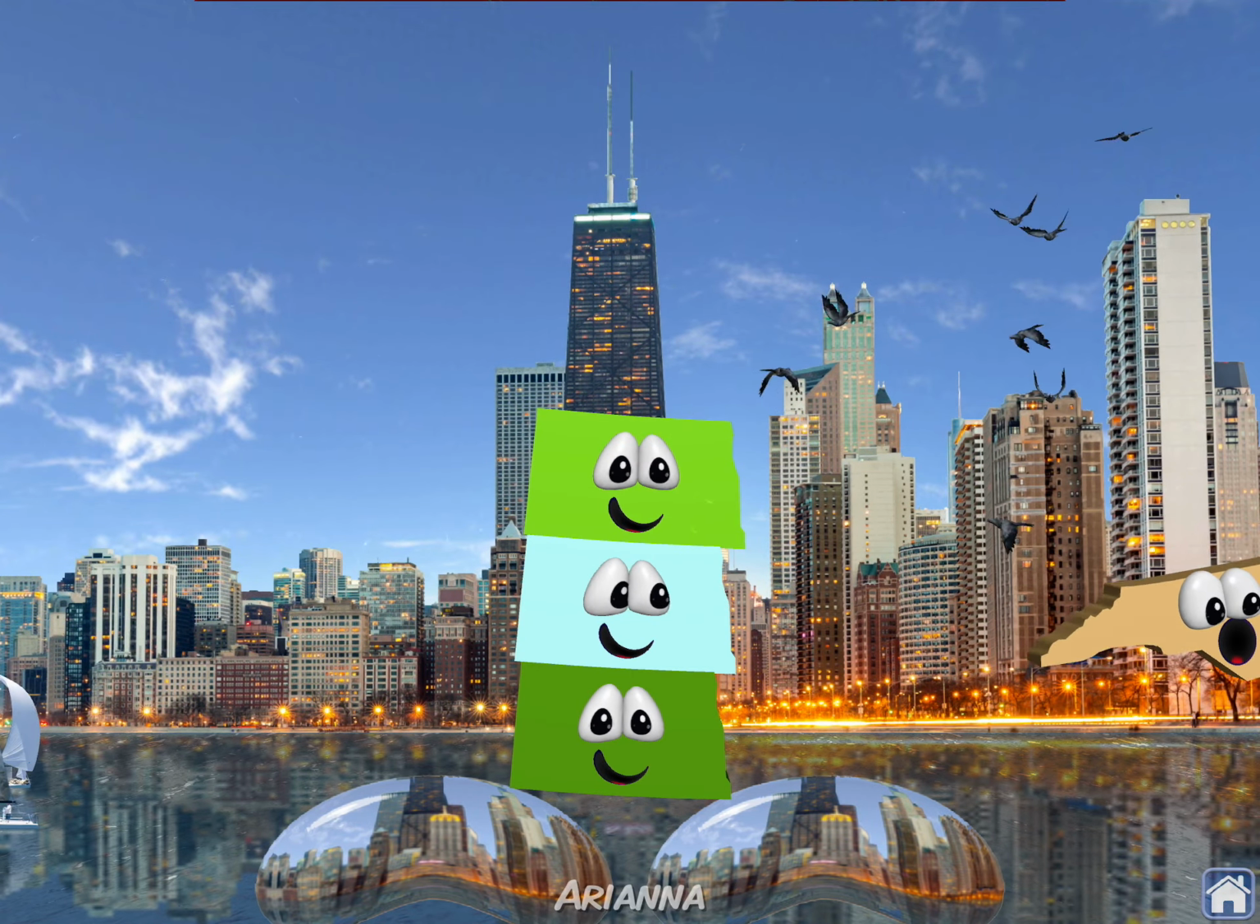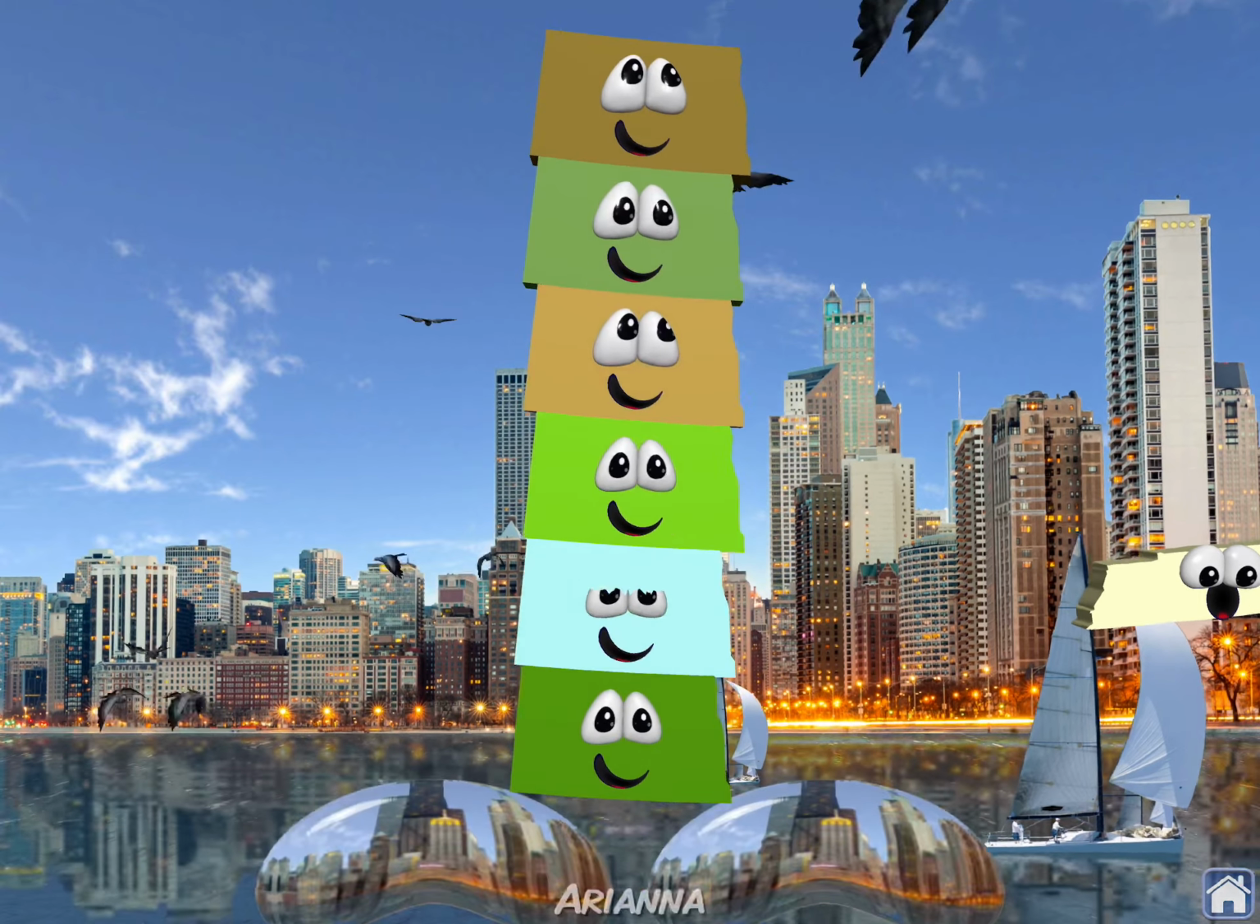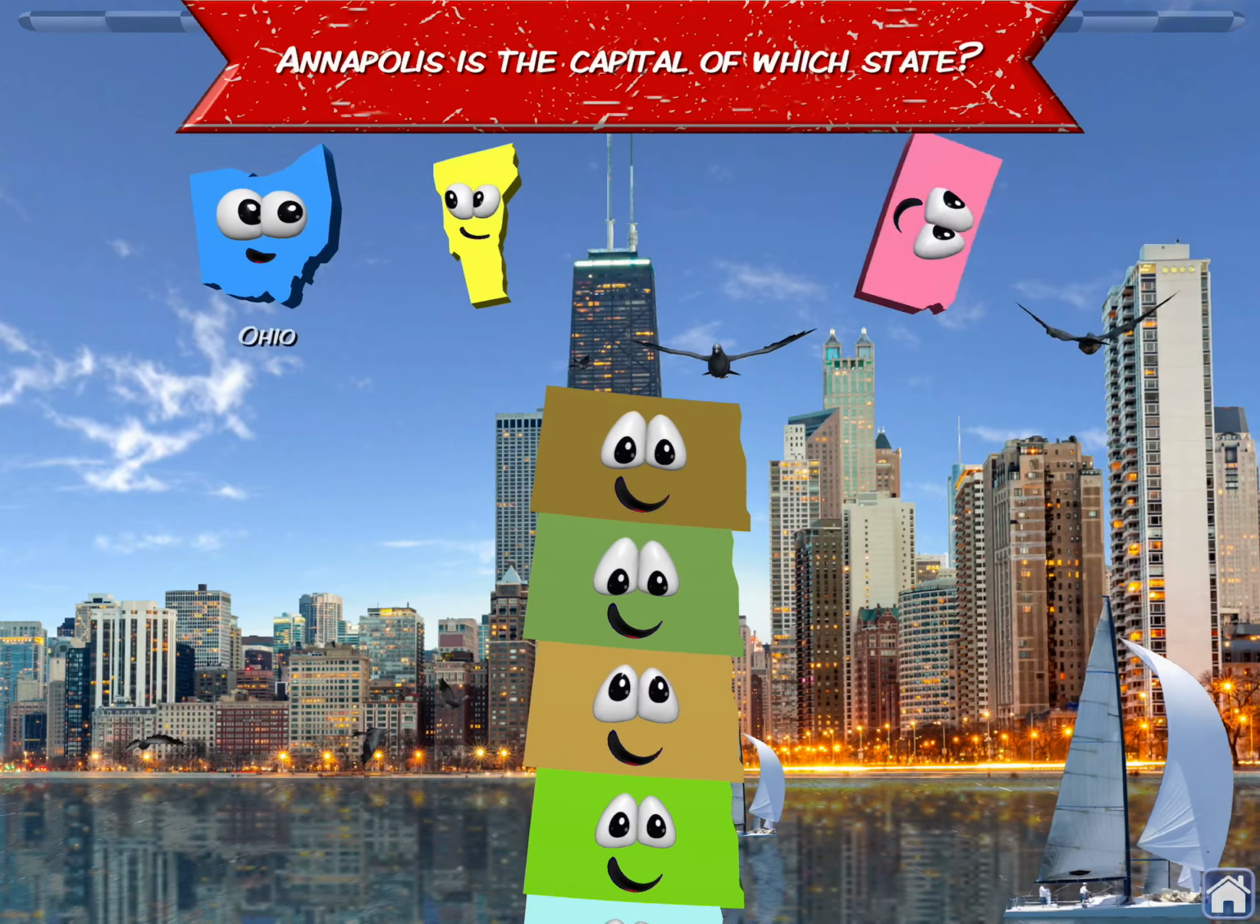Which state borders the Atlantic Ocean? Rhode Island. Which state borders South Carolina? Harrisburg. Is it Pennsylvania? The flag below Arizona. Which state borders the Great Lakes? Alaska. New York. Which state borders the Mississippi River? Tennessee. Annapolis is Maryland.